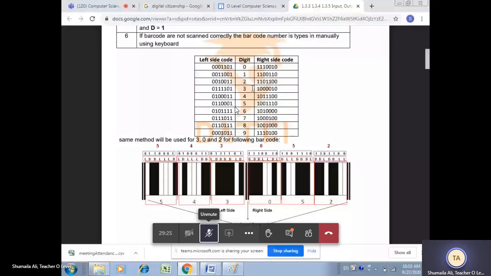It's all together 7 lines and all have the same length. It is not like one line is small and one line is big. All having the same length, same scaling. Now the last digit is 2, 2 at the right hand side. Its code is 1101100. So we have 2 black lines, 1 white line, 2 black lines, 2 white lines.